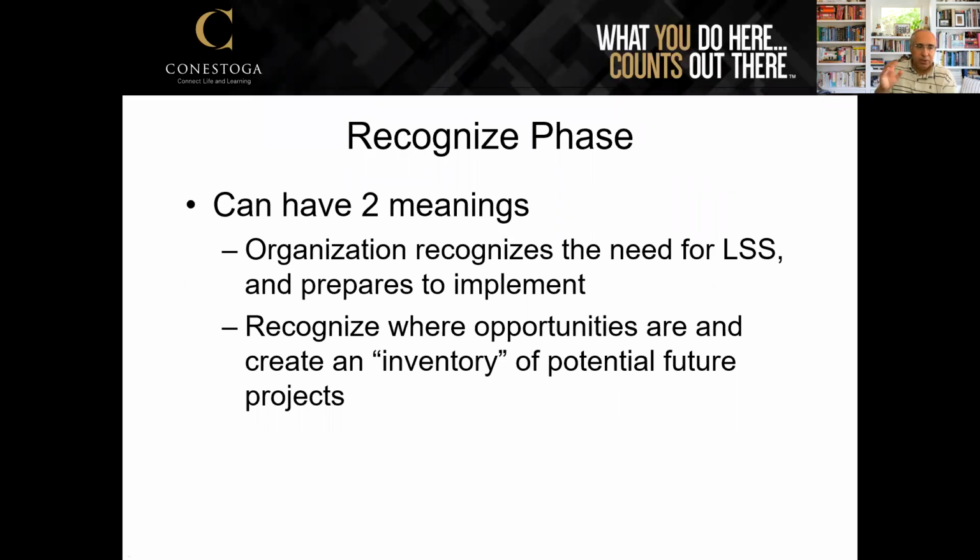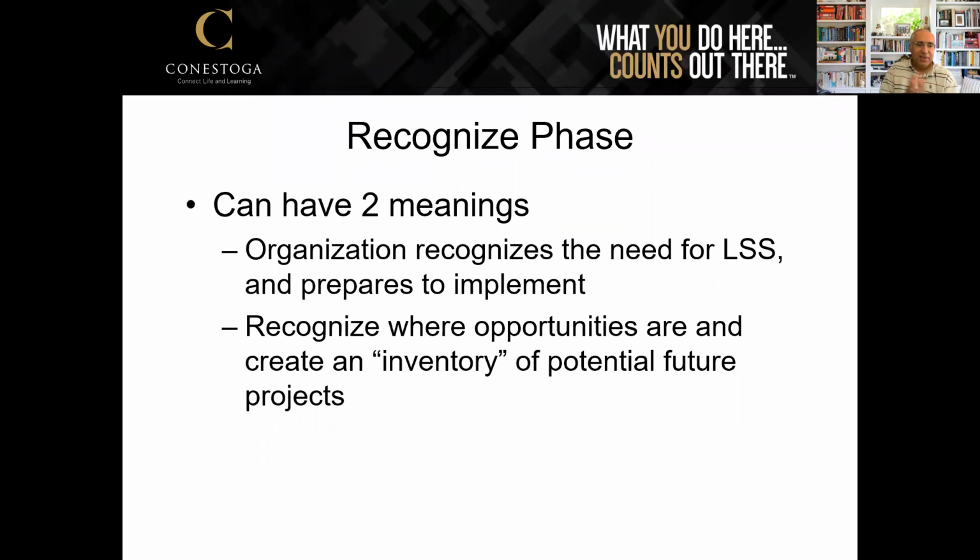You think, okay, is this a Lean Six Sigma project? Do we just need to reduce some waste? Do we just need to look at the muda, the TIM WOODS, the inventory? Is it an issue of that? Is it an issue of motion or transport or waiting? What is it? Is that just Lean? Then we just use Lean. Or do we need to use Six Sigma, or do we need to use both? So that is where you do the recognize phase: recognize where the opportunities are, and create an inventory of future projects.